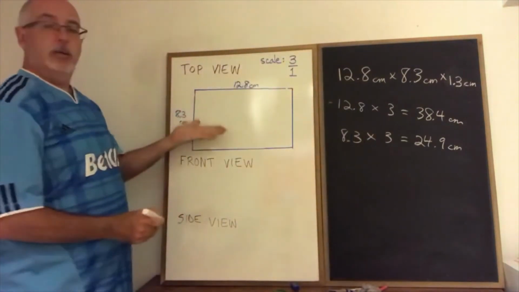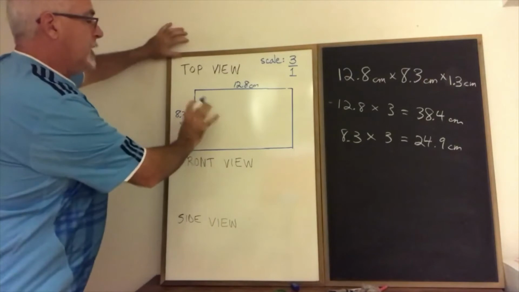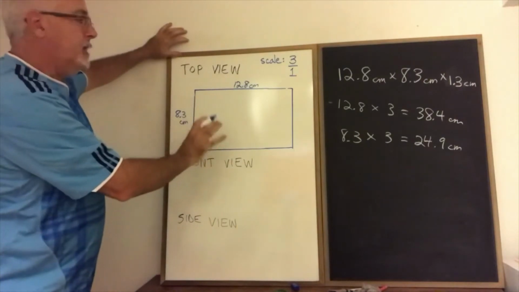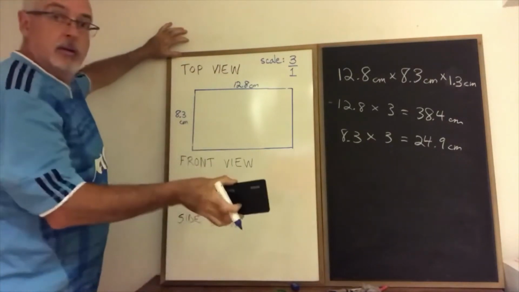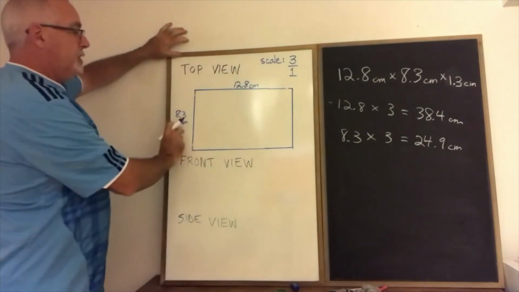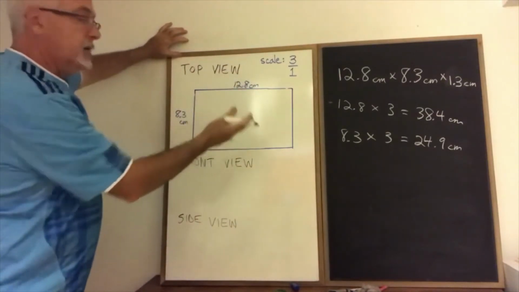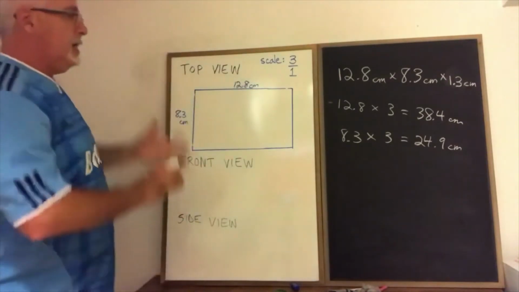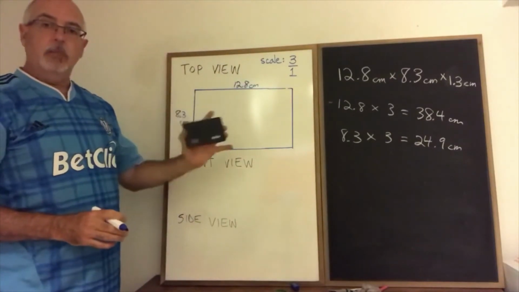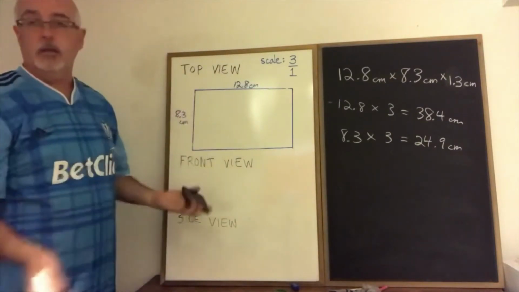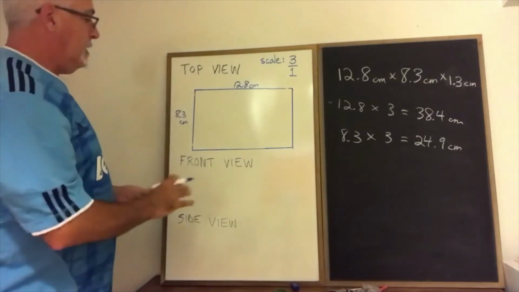So we have drawn our top view. Someone looking at this drawing can tell that the top view of this object is 8.3 centimeter by 12.8 centimeter, and it's a rectangle. They're going to be able to see the shape of the real object from the drawing. That's the point. Now let's look at the front view.